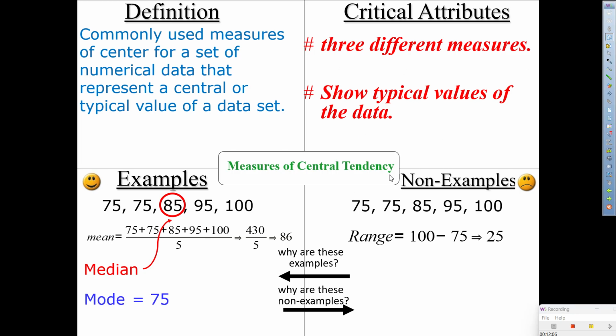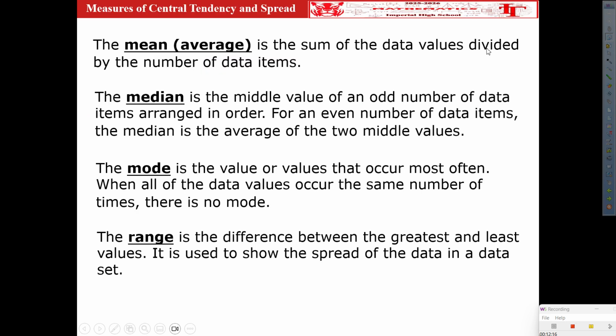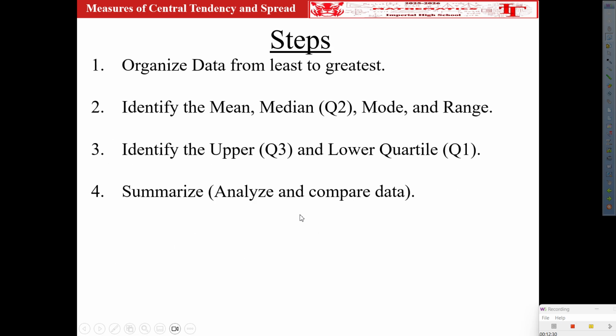All right. So, here's the vocabulary in case you guys don't understand what we're doing. The mean, once again, is the sum of all the data divided by the number of items. The median is the value in the middle once you set it in ascending order. The mode is the one that's repeated the most, and the range is the difference between the largest and the smallest value.